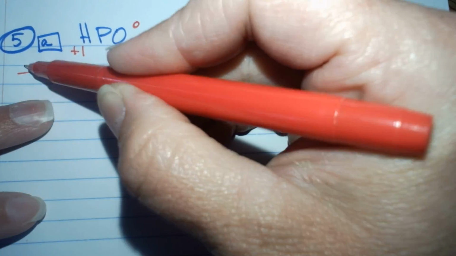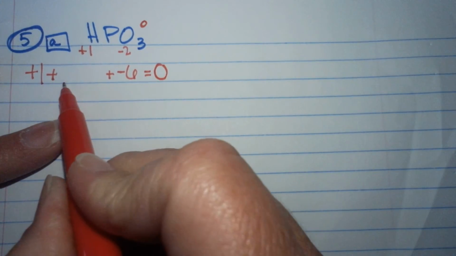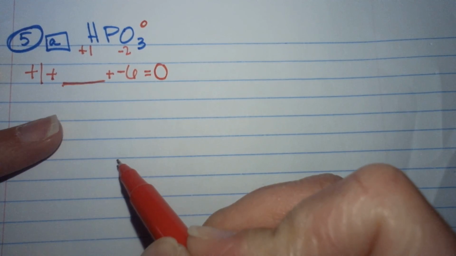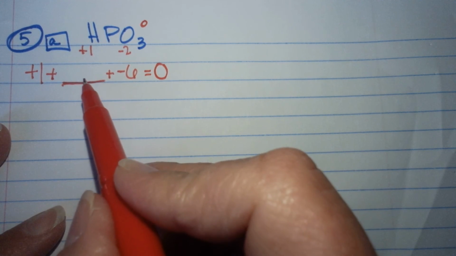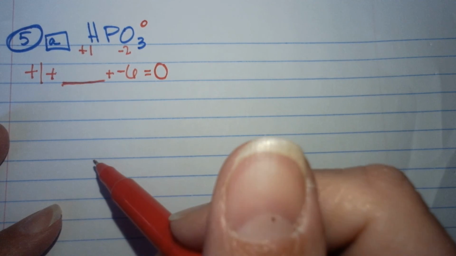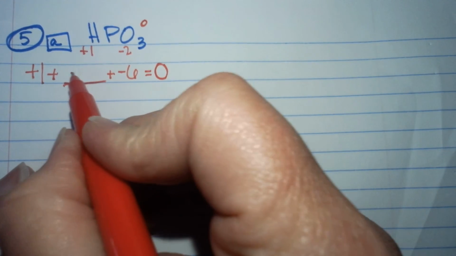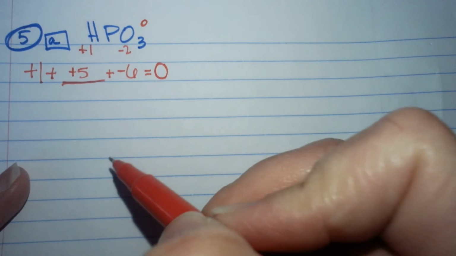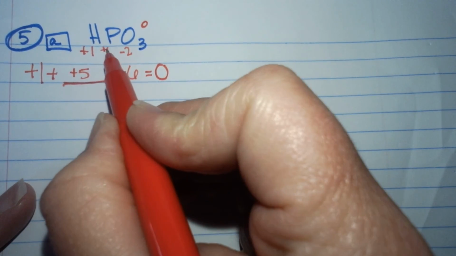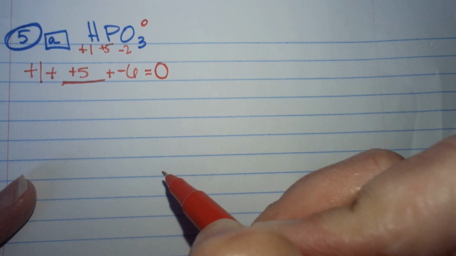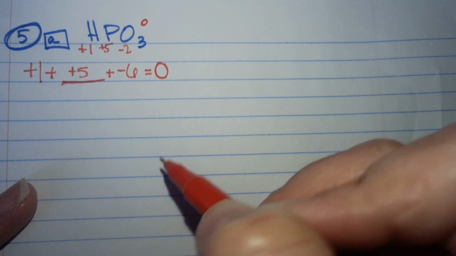them. So we're going to have +1 plus something to equal 0. So what number do I need here to make this math sentence correct? 5, right? I need a +5. So then I look and there's only one phosphorus, so the oxidation number of phosphorus is +5. Okay. Alright.